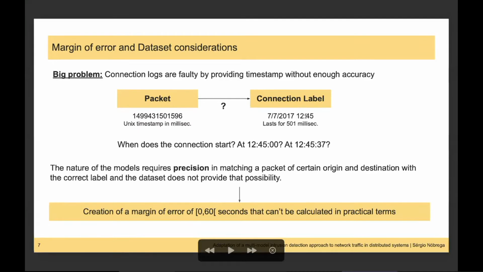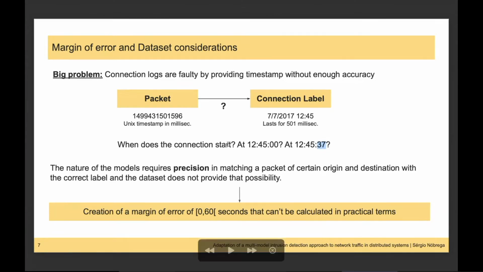So does it start at 12:45:00? Does it start at 7 milliseconds, or somewhere in between? And we don't really know, because there are no labels for each individual packet. There are for connections, and we don't really know precisely when the connection starts. So there is a problem.